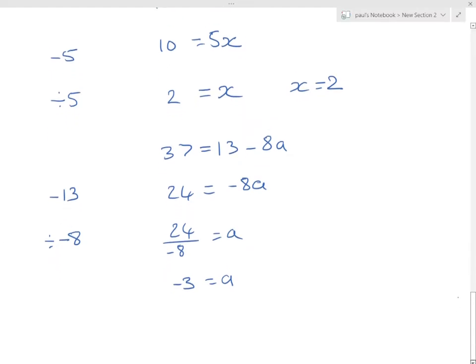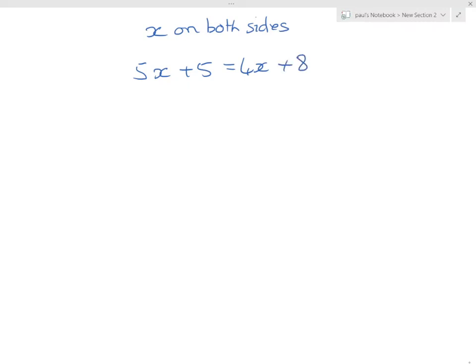Right, so that's a two-step operation. Then there was x on both sides. So imagine we have 5x plus 5 equals 4x plus 8. Sorry I'm speaking so quietly, I'll try and preserve my voice.